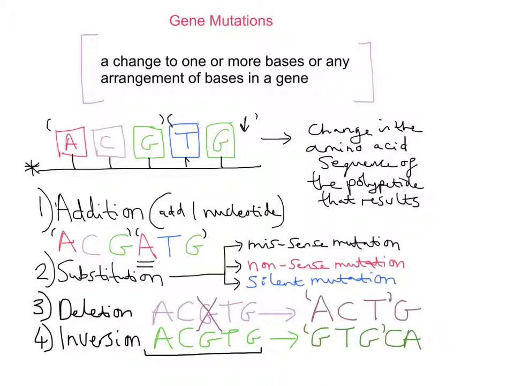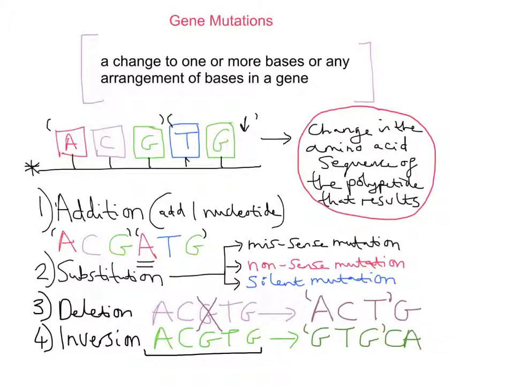So let's think about some of the consequences. So I've outlined at the top here one of the key consequences in that you can end up completely altering the polypeptide that gene codes for. Now that could cause the cell a number of problems. It could prevent cell growth, it could cause the cell to produce the wrong product or the wrong protein.